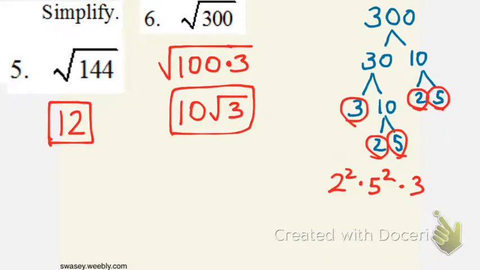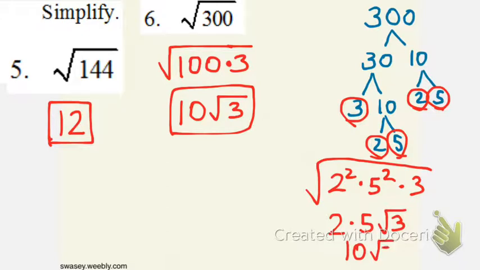So instead of writing the square root of 300, we could write the square root of 2 squared times 5 squared times 3. Square root of 2 squared is 2. Square root of 5 squared is 5, and then we have the root 3. So that gives us 10 root 3. So whichever way you work it, you still get the same answer.